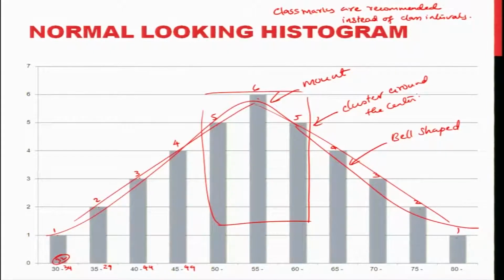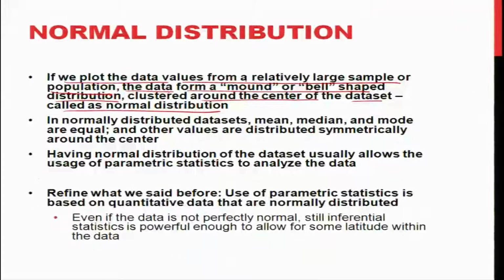That type of distribution, where you have tails going down and a curve with a hump or mound in the middle of the data, with most of the data values clustered around it, is said to come from the normal distribution. So why is normal distribution important?